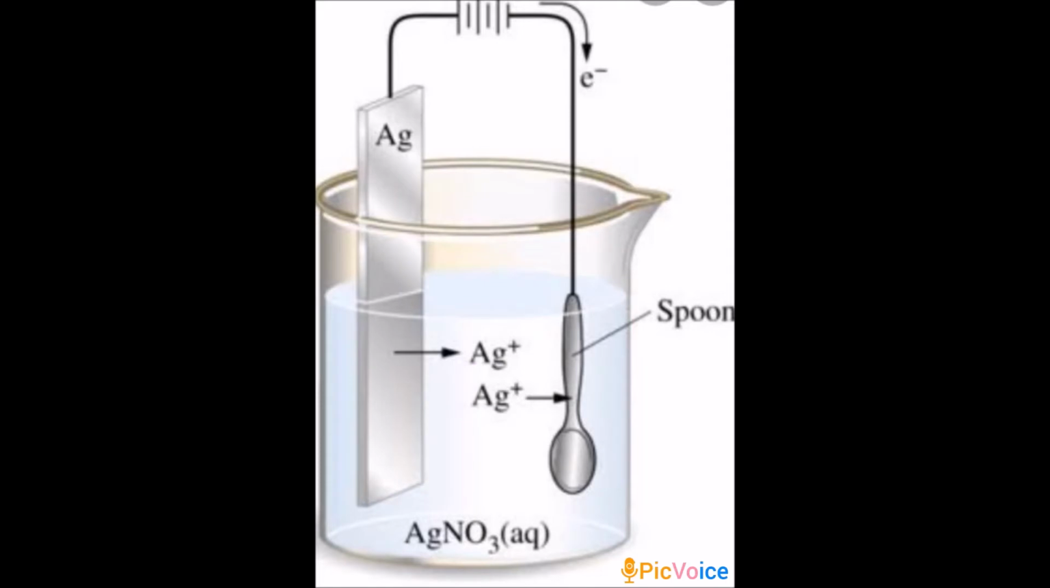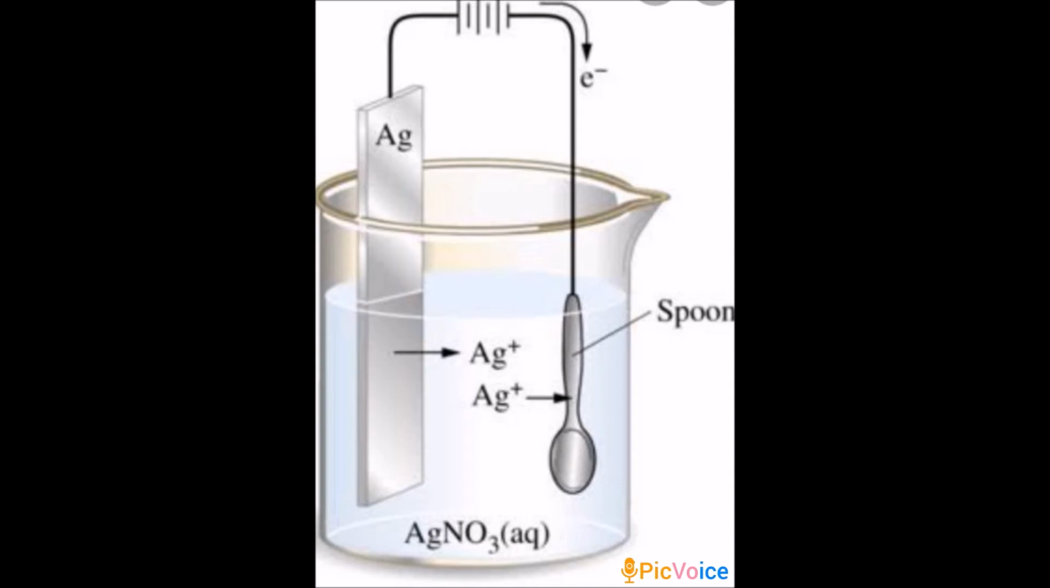Electroplating. The process of coating the surface of a conducting material with a metal is called electroplating. For example, a steel object, that is, a spoon, is connected to the negative terminal of the battery. The positive terminal is connected to the bar of the metal silver. The spoon acts as cathode in the electrolysis, while the bar of silver metal acts as anode.